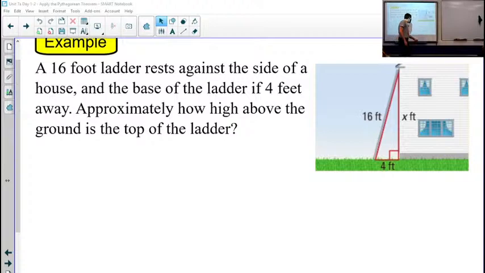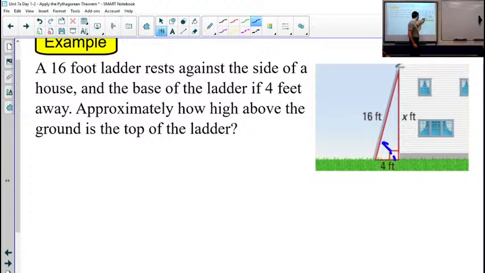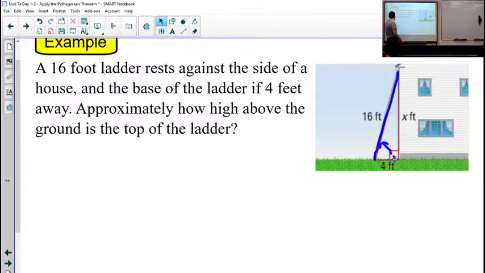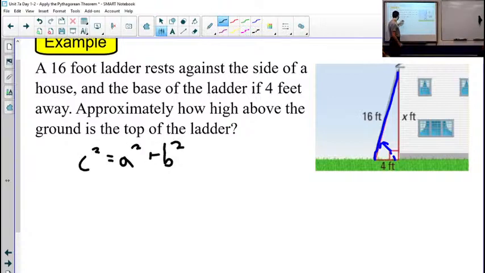Our hypotenuse should be right across from the right angle. It's our longest side in the triangle. Okay, so it's our 16. So when we write out our Pythagorean theorem, c squared equals a squared plus b squared. That hypotenuse, the 16, should be going on the left-hand side.